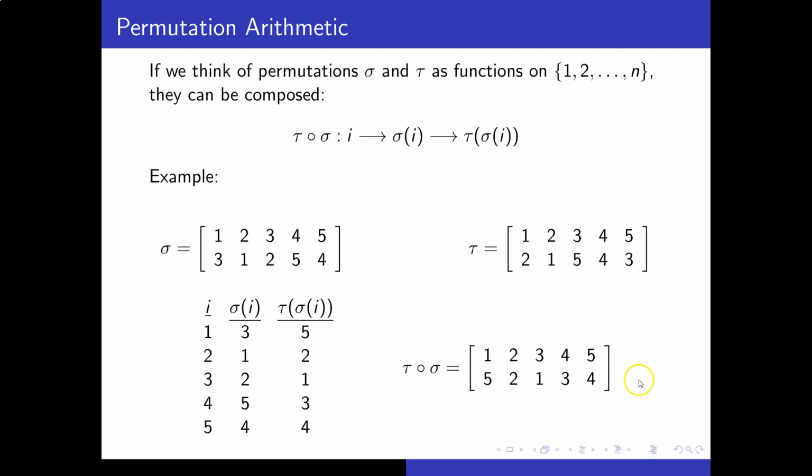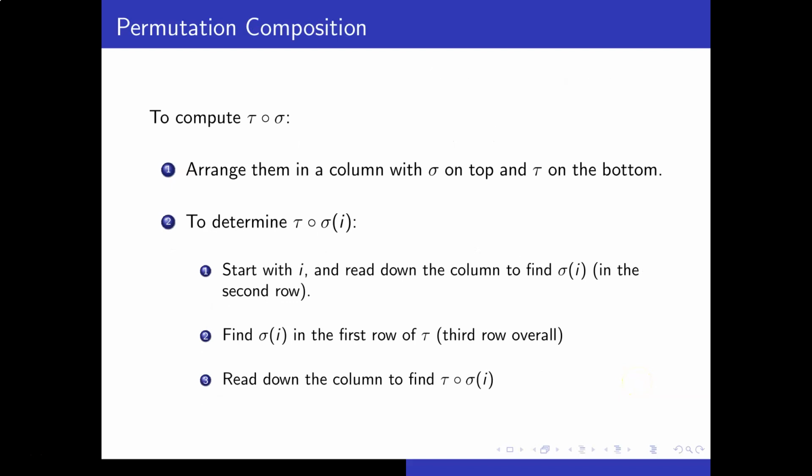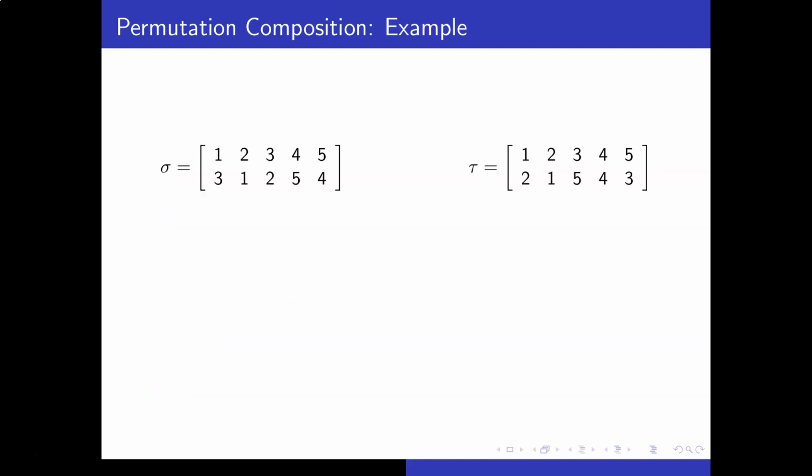So we want a faster way to compose permutations. To compute tau composed sigma, we put them into a column, and note, sigma goes on the top and tau goes on the bottom. Then to determine the composition, I start with i and read down the column to find sigma of i in the second row, and then I move over, find sigma of i in the first row of tau, and then I read down to get tau composed sigma of i. It's much easier to see this with an example than it is to read instructions for it.